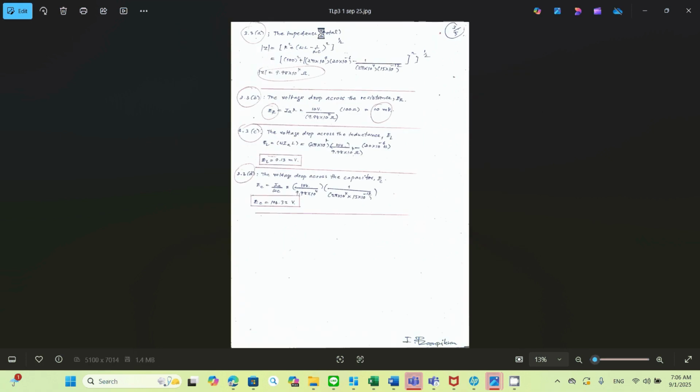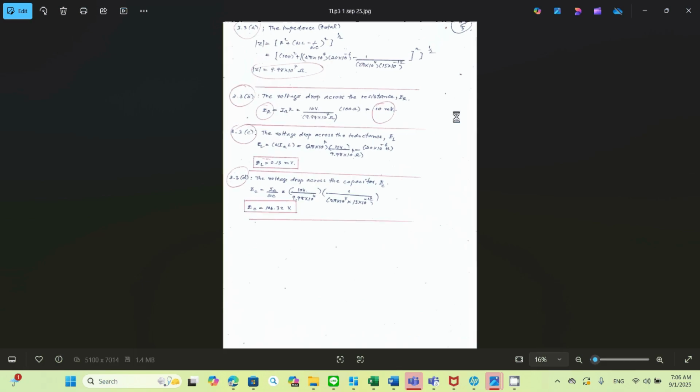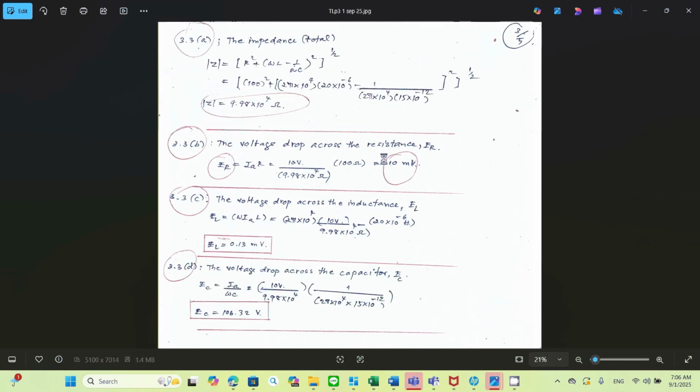Okay, let's start with the total impedance. You know that this is a series circuit, so the magnitude of your total impedance equals R squared plus (omega L minus 1/omega C) squared, to the power of 1/2. So you just plug in the numbers R, L, C. You end up with Z equal to 9.98 times 10 to the 4th. That's way high. Okay, I don't think I did something wrong.